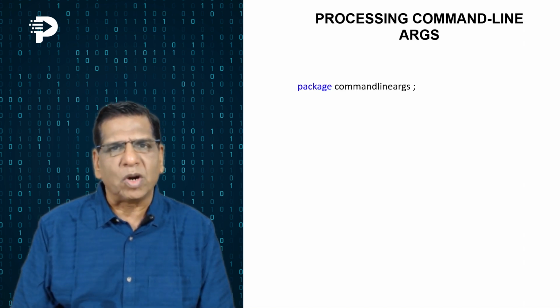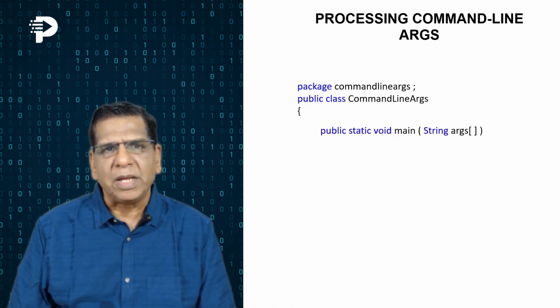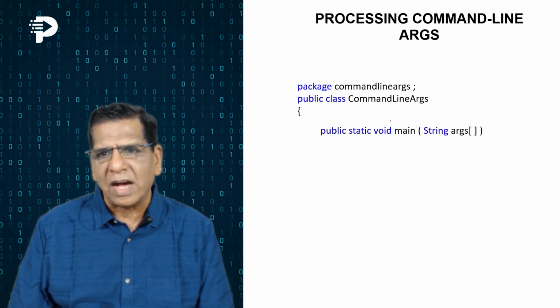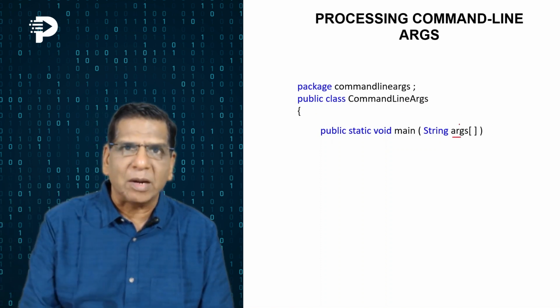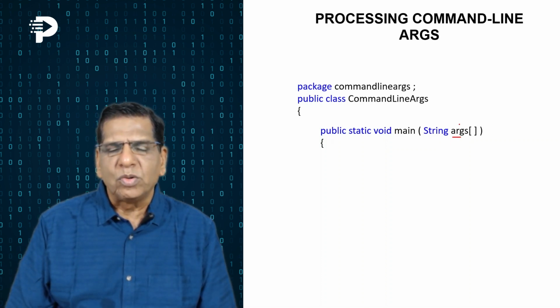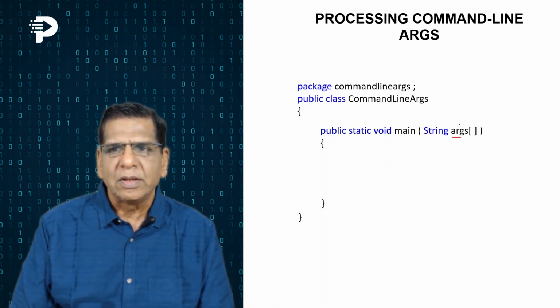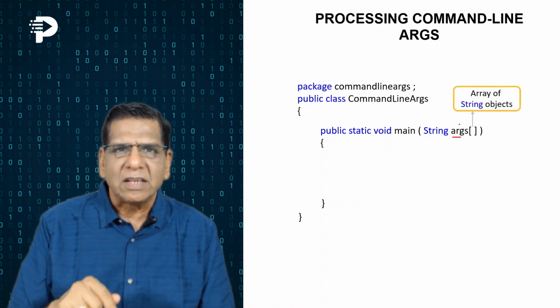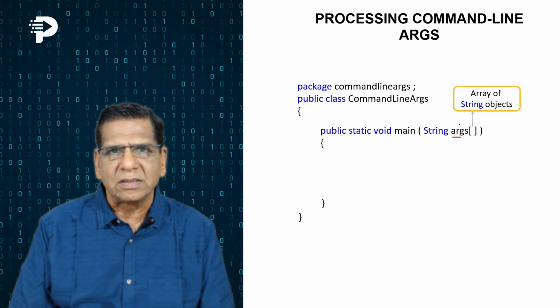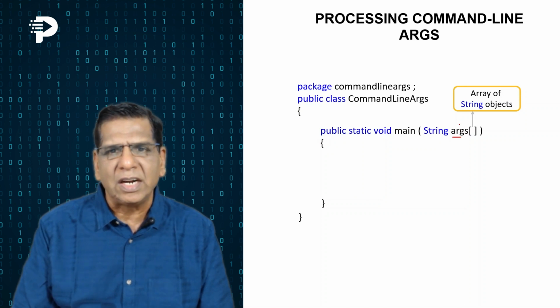Maybe I have a package name called commandlineargs and a public class CommandLineArgs containing main. And within main, now we will start using this String args array. Into this args array, whatever you provide at command line would get collected. Now if I am to access what has been provided as input for the program through this args array, I have to understand that this array is really an array of String objects. And since it's an array, I can access the elements of that array using the index.